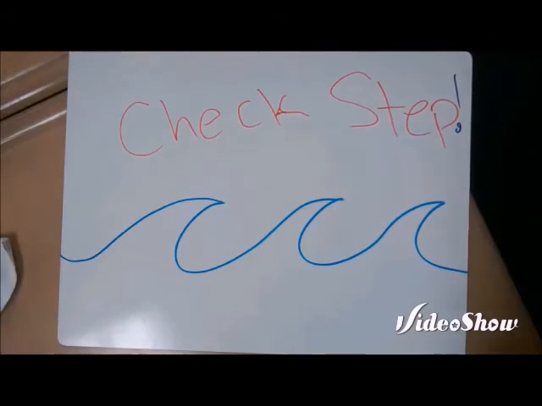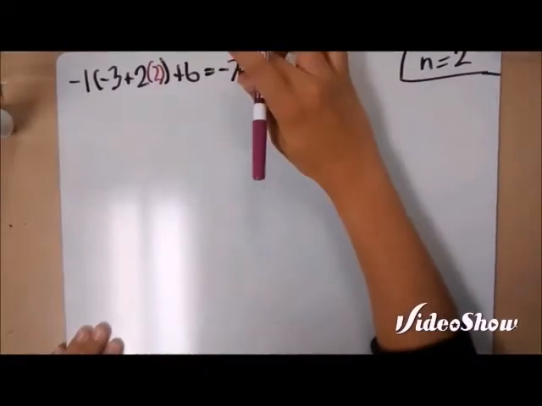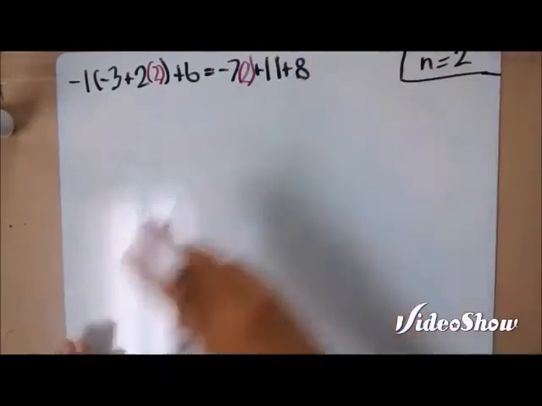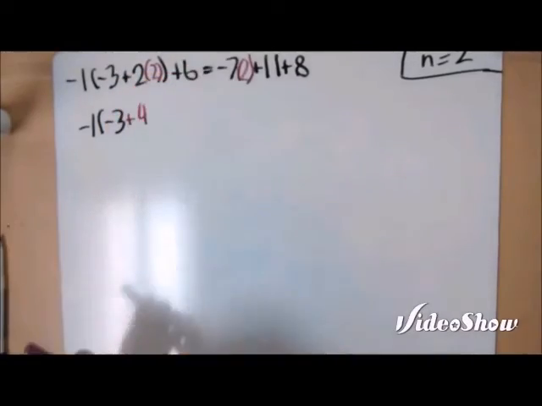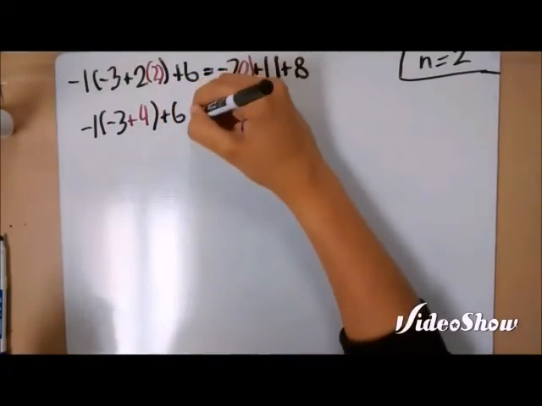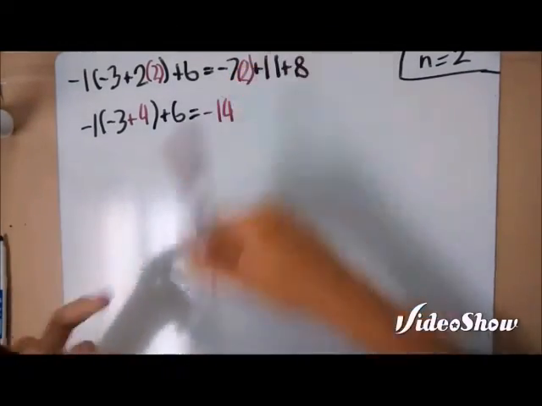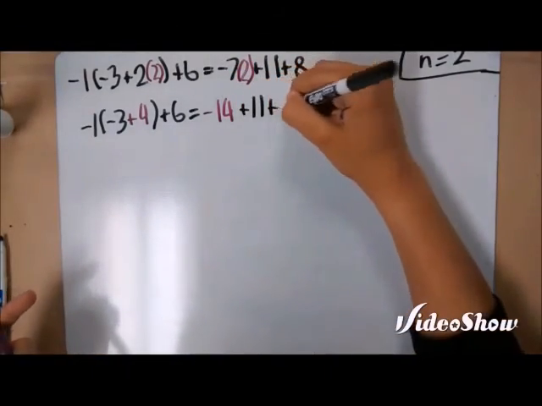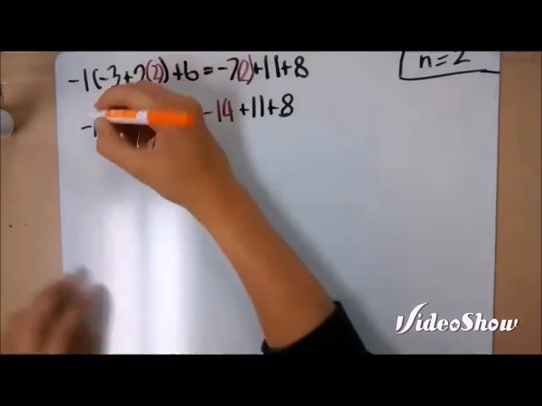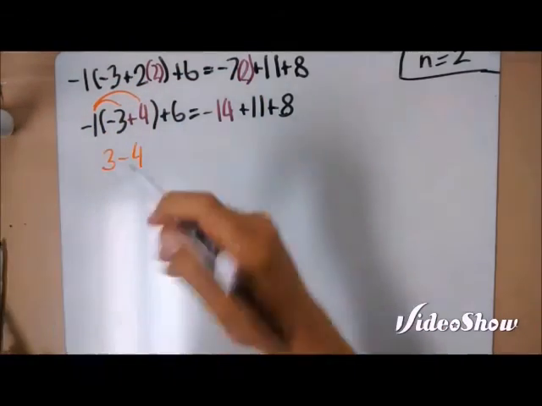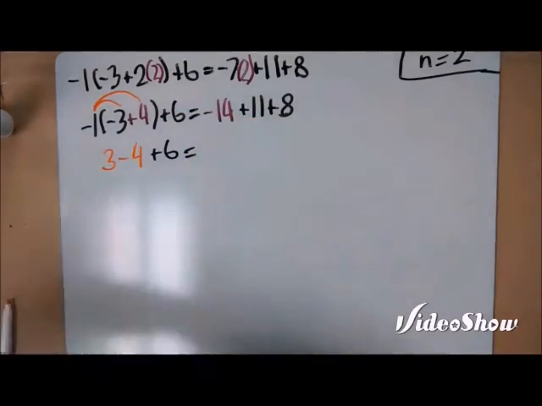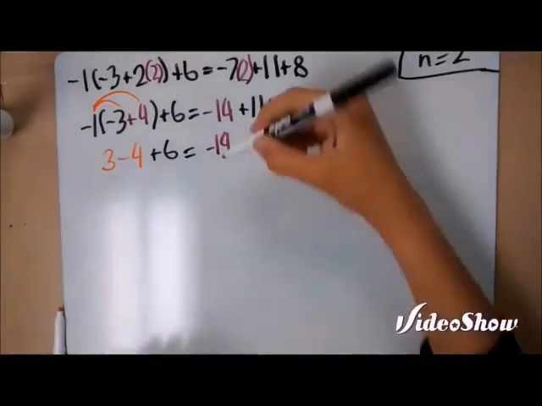Now we'll start off the check step by plugging in the 2 into wherever the n was in the equation. Now we will solve for the parentheses, which leaves us with negative 1 parentheses negative 3 plus 4 parentheses plus 6 equals negative 14 plus 11 plus 8. Now distribute the negative 1 through the parentheses, which leaves us with 3 minus 4 plus 6 equals negative 14 plus 11 plus 8.